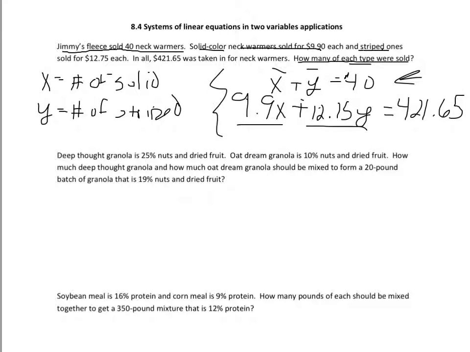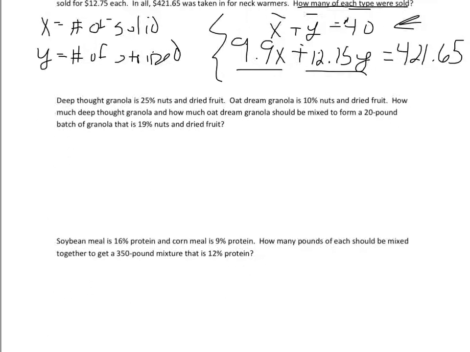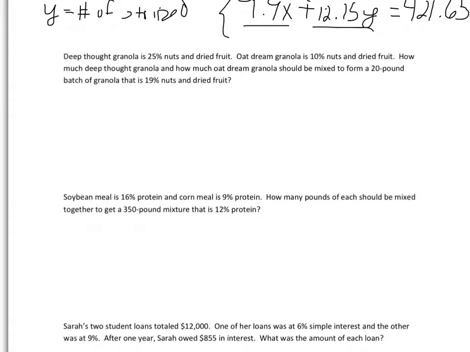Now, a lot of these are very similar in setup, so I want to talk about the similarities. As we move to this next one, Deep Thought granola is 25% nuts and dried fruit. Oat Dream granola is 10% nuts and dried fruit. How much Deep Thought and how much Oat Dream granola should be mixed together to form a 20-pound batch that's 19% nuts? So it asks how much Deep Thought and how much Oat Dream.